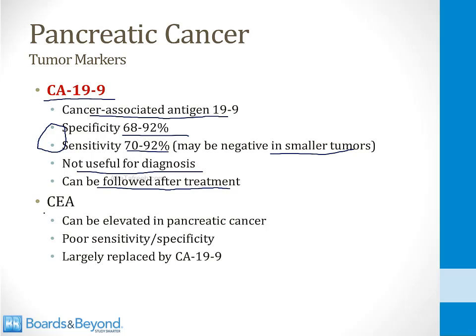A second tumor marker is CEA, which stands for carcinoembryonic antigen. This can be elevated in pancreatic cancer, but also in other malignancies. It has a poor sensitivity and specificity, and in modern clinical practice, this has largely been replaced by CA19-9.